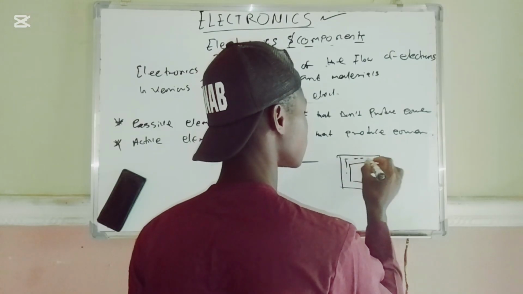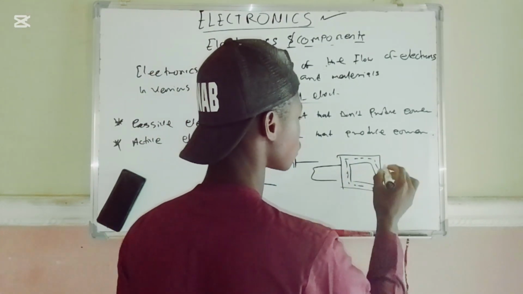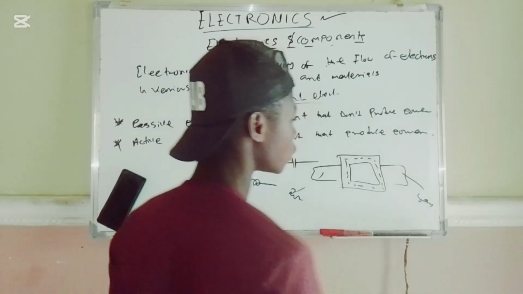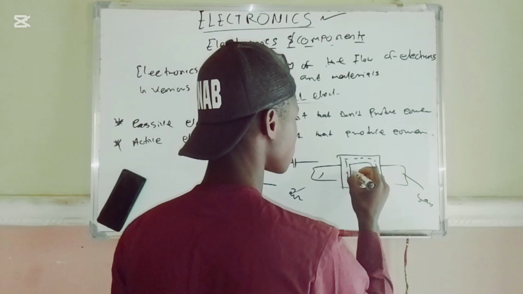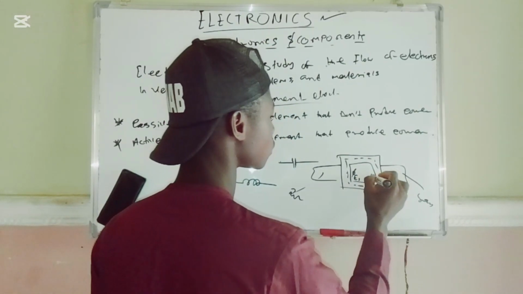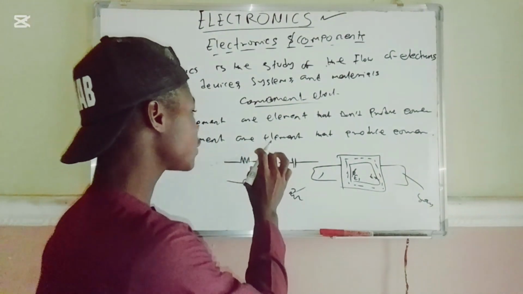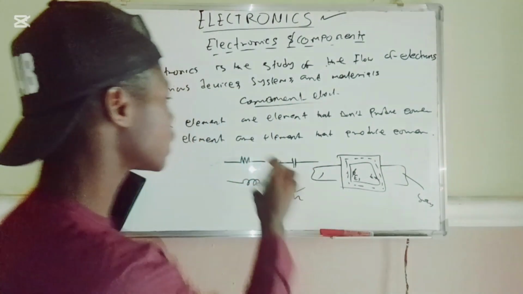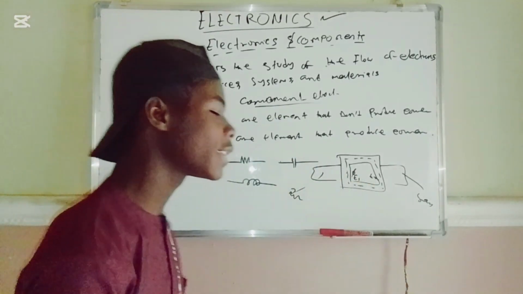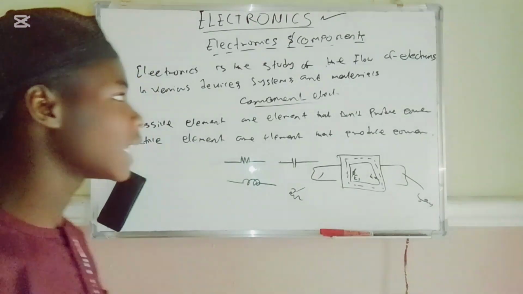Let's say this is a transformer. This is the flux. This is what we call the primary windings. This is the secondary windings. This is the flux. This is E1. This is E2 for the secondary winding. So the resistor, the capacitor, the inductance and this transformer are passive elements. Passive elements are elements that don't produce power.